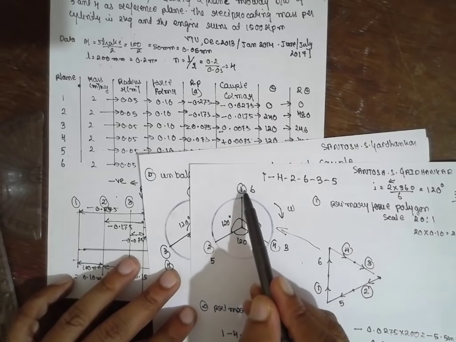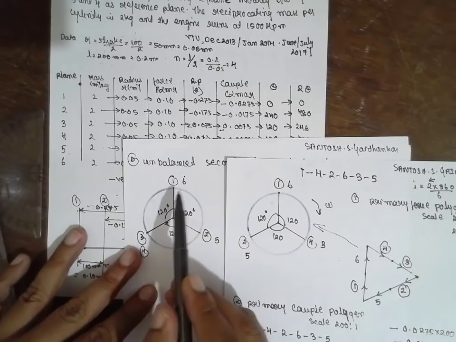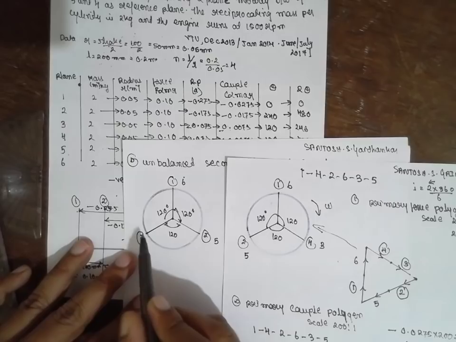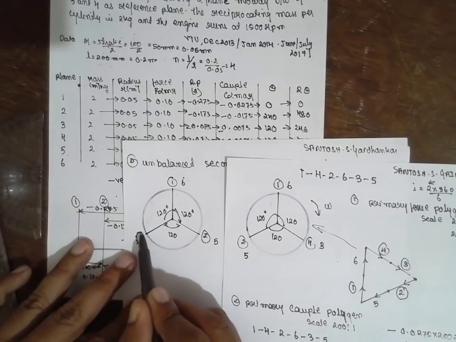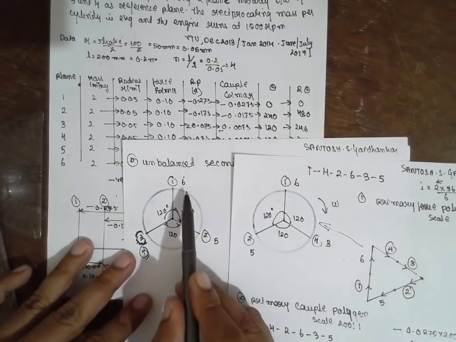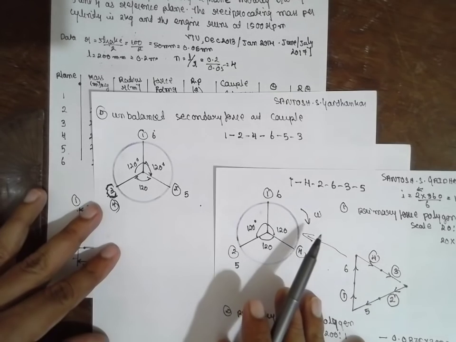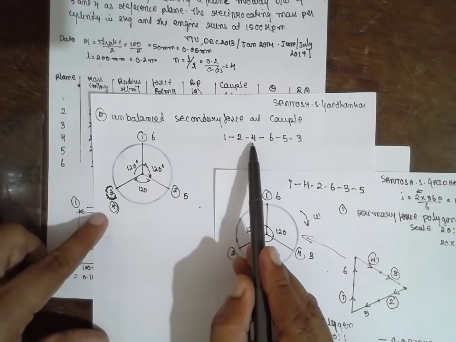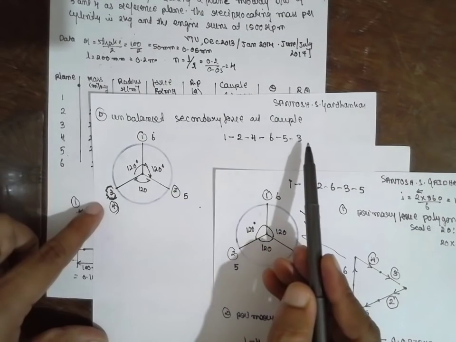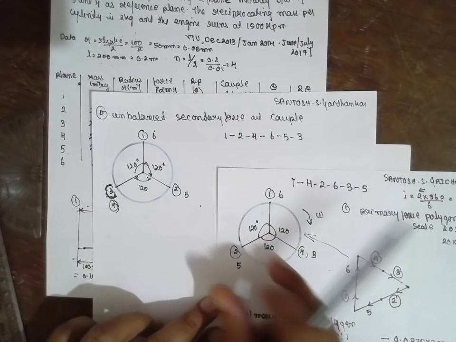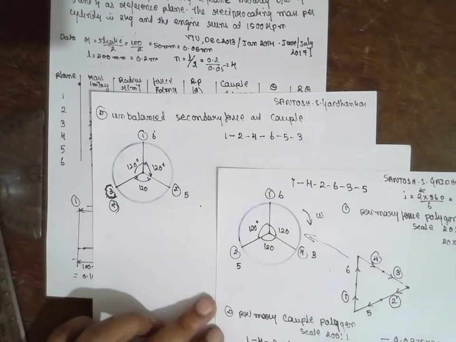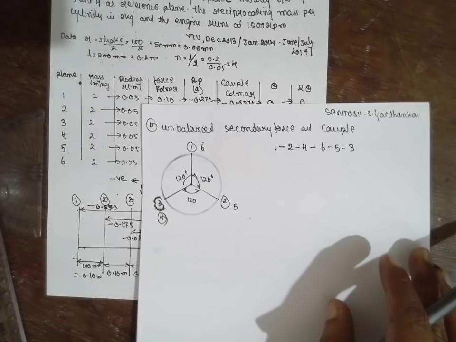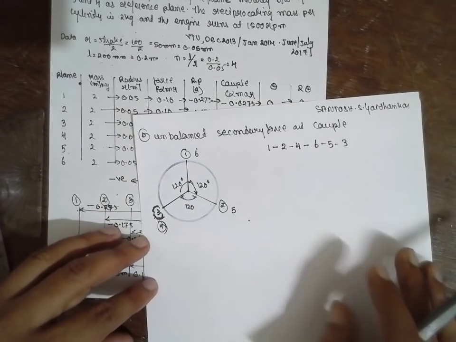Now, 1, 4, 2 have been given a circle. Just write it this way: 2 in a circle, 4 in a circle, and 3 without a circle, 6 without a circle. Now you can write down the sequence: 1, 2, 4, 6, 5, 3. Just replace this one in the case of the secondary couple.